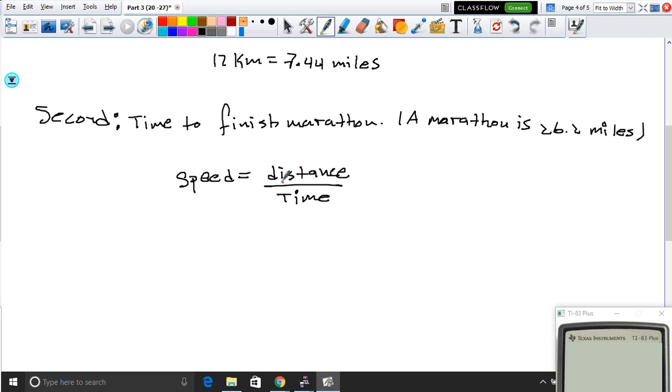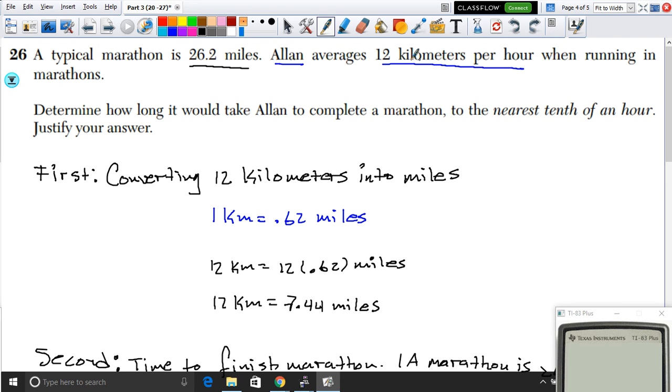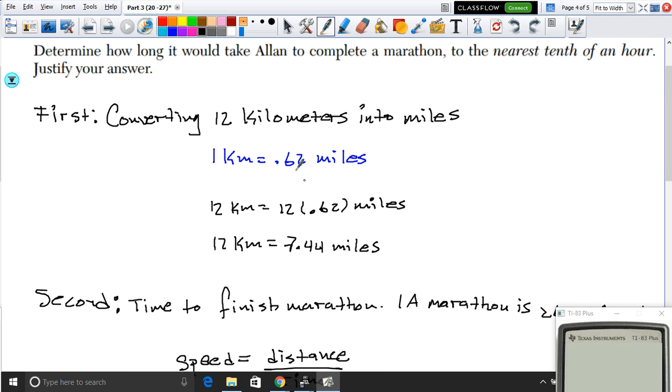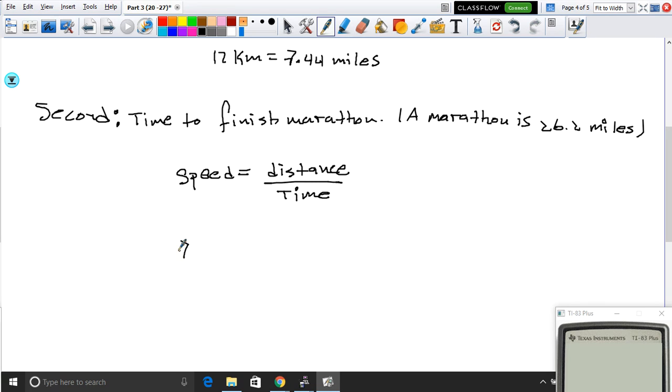We're looking for time. But we know the speed that he runs, because Alan averages 12 kilometers per hour, and we know that 12 kilometers is 7.44 miles. So his speed is 7.44. What is the distance that he needs to travel to finish the marathon? Well, that's 26.2. Do we know the time? Nope. That's exactly what we're looking for. So this is the setup. All we have to do is solve for t. If we want to solve for t, it's always nice to put it over 1.